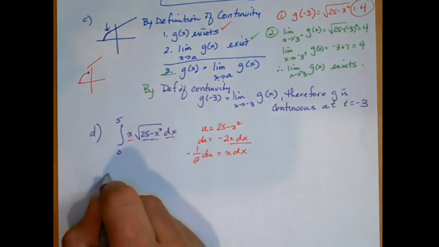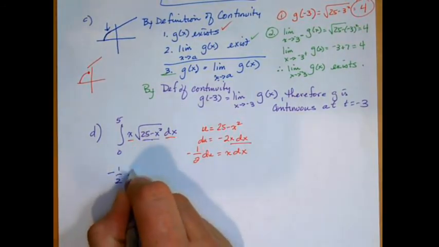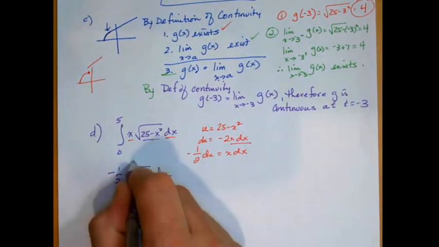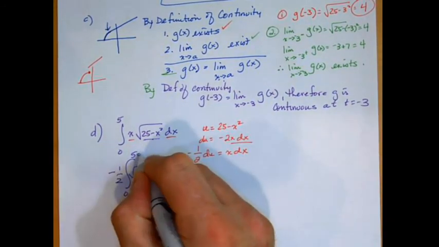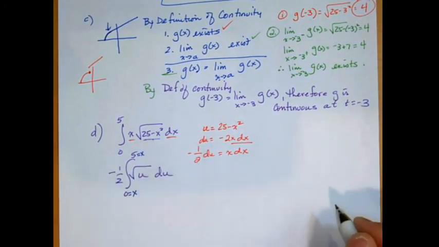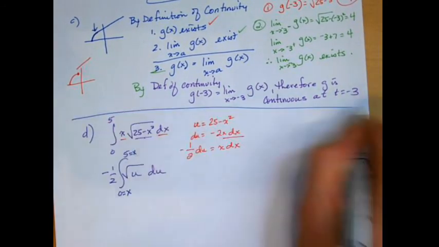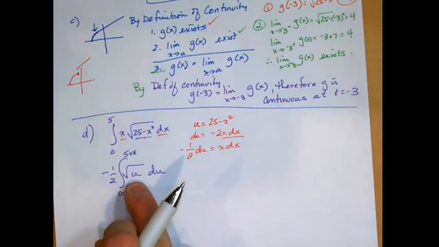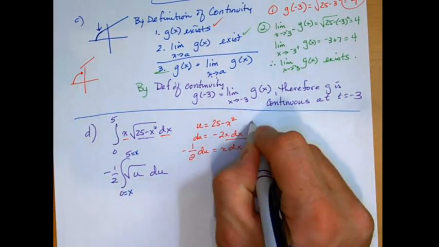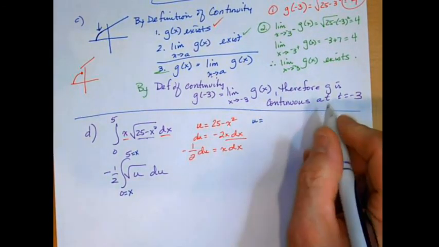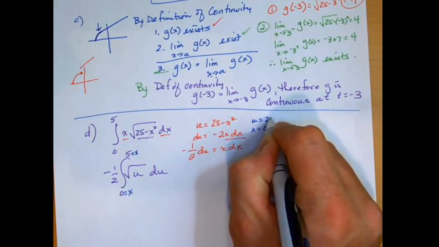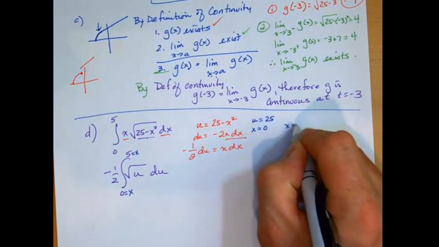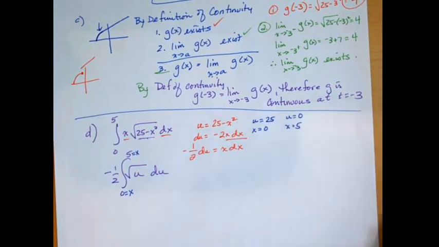So we get negative 1/2 times the square root of u du from 0 to 5. And the most important thing in this case is these are the x values. So to be consistent, I don't want to replace this with 25 minus x squared. I can, no question, I can do it that way. I'm just wanting to show you this because sometimes they will put that in. So if x equals 0, then u is 25. And if x equals 5, which is the top, u equals 0.